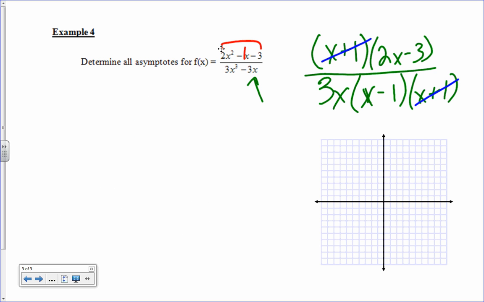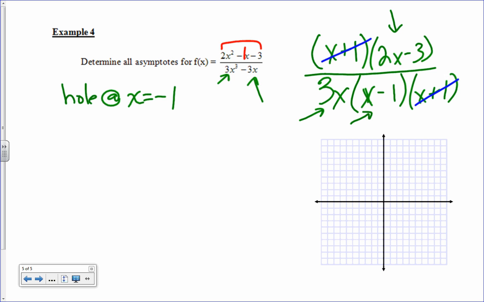So now we know there is a hole at x equals what? Well, you have to take whatever you just crossed off, and what makes that 0? -1. Because again, I could set -1 in here, and it's going to make the bottom 0. I guarantee it, which is bad. But we took it out. It's gone. Well, now what do we have left? We've got 2x minus 3 over 3x times x minus 1.